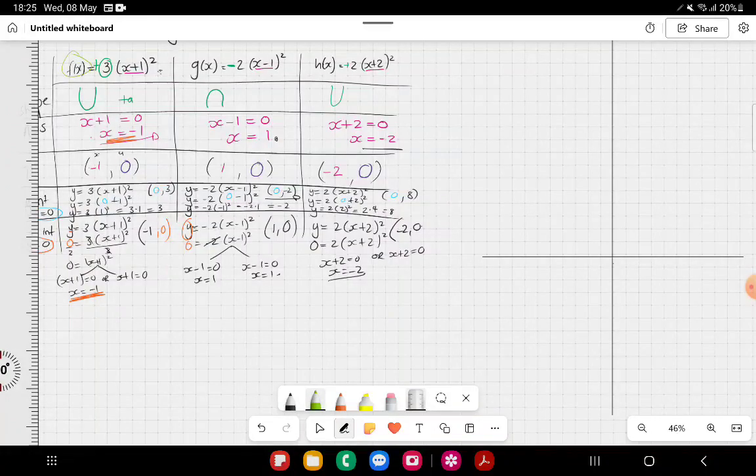We know our axis of symmetry is x equals -1, which is going to be here. This will be our axis of symmetry, which we don't have to draw, but I'm just putting it in there. Our turning point is -1, 0. So this here is your turning point. Then we are going to put our y-intercept at 3.